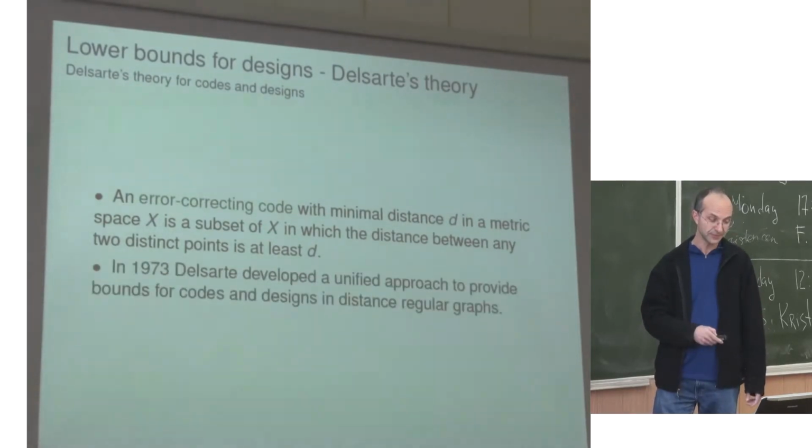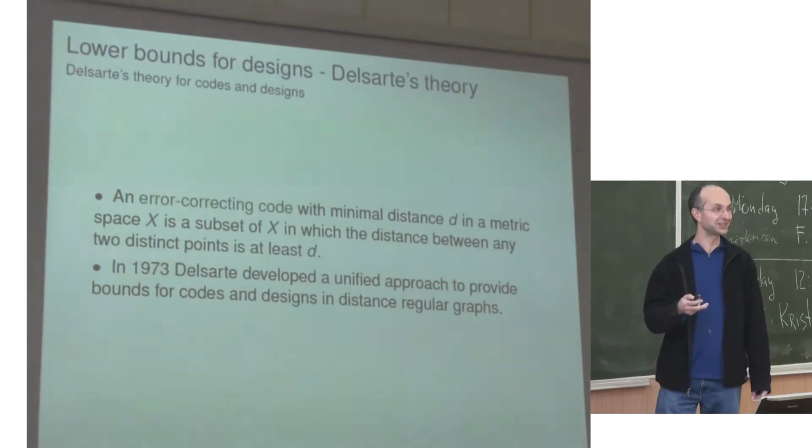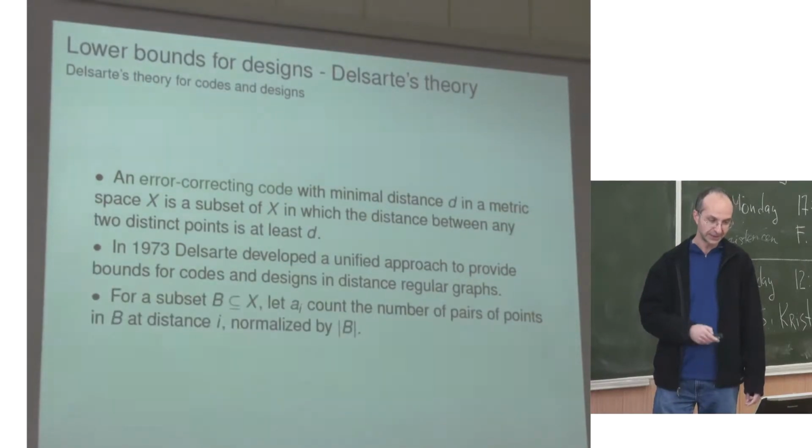Okay? In '73, in his thesis, Delsarte developed a unified approach which gives bounds both for codes and designs. It gives upper bounds for codes, since codes cannot be too large, and lower bounds for designs, since designs cannot be too small. One should add that designs were defined by Delsarte in full generality. They are a natural notion in his theory, but they capture, as we have seen, many natural things. Okay, so here is Delsarte's approach.